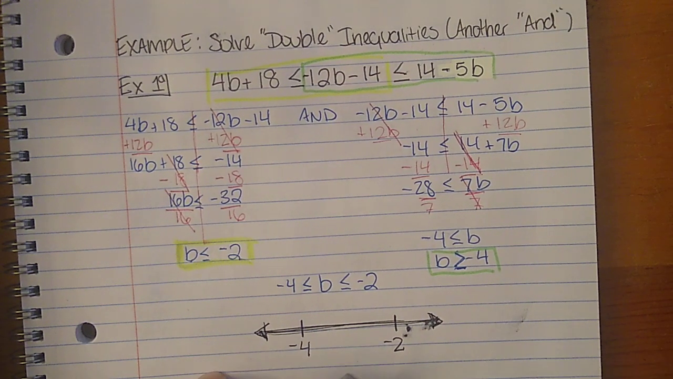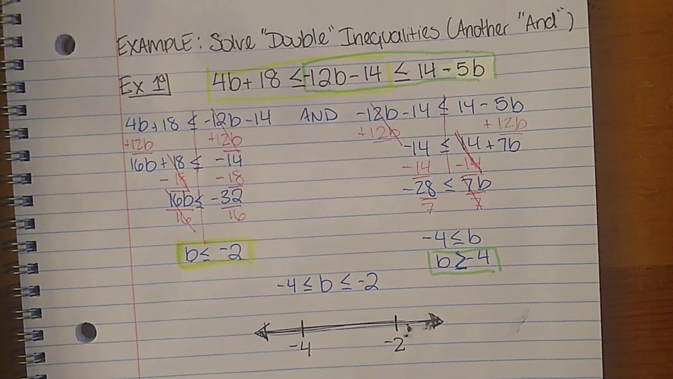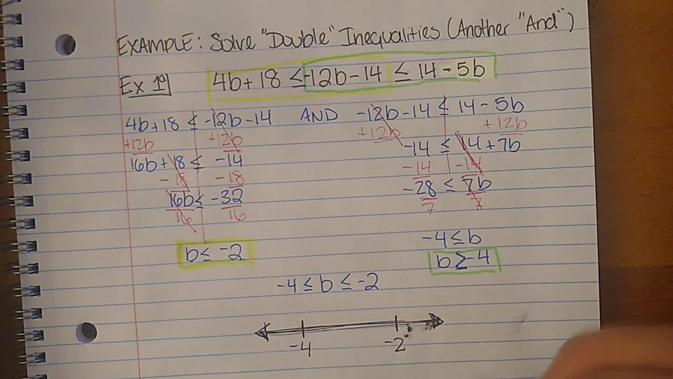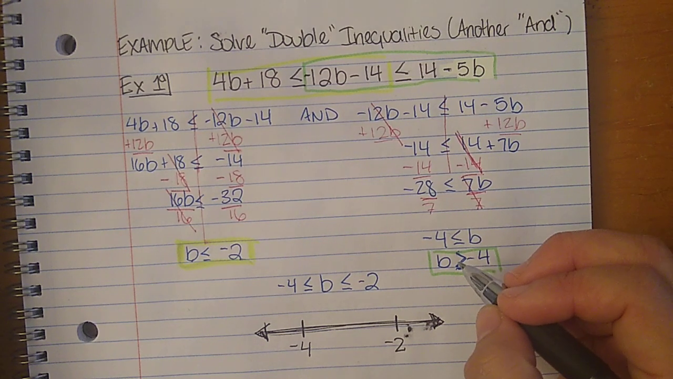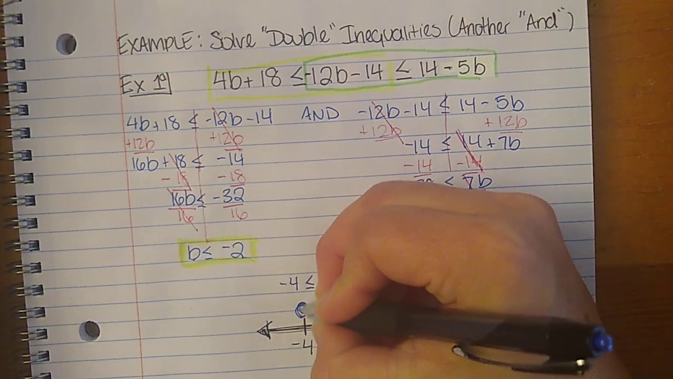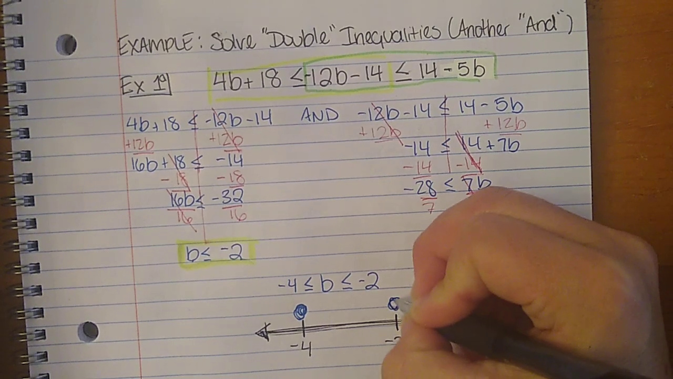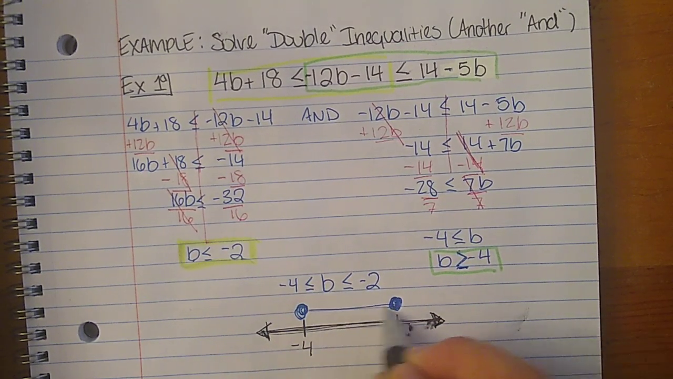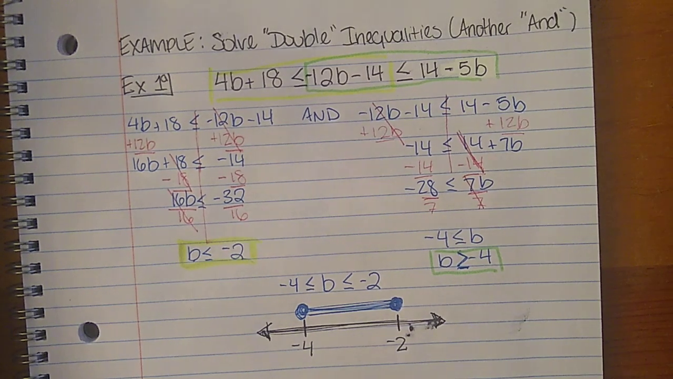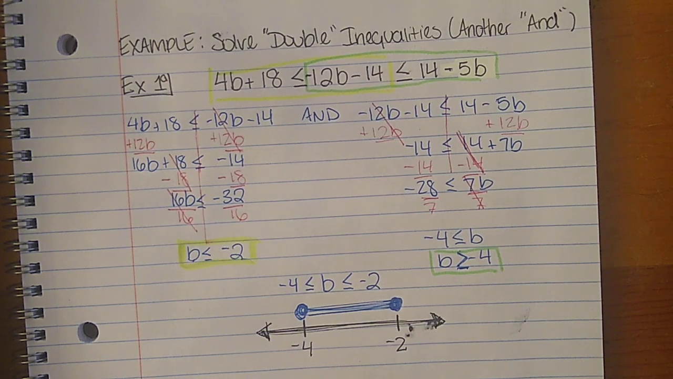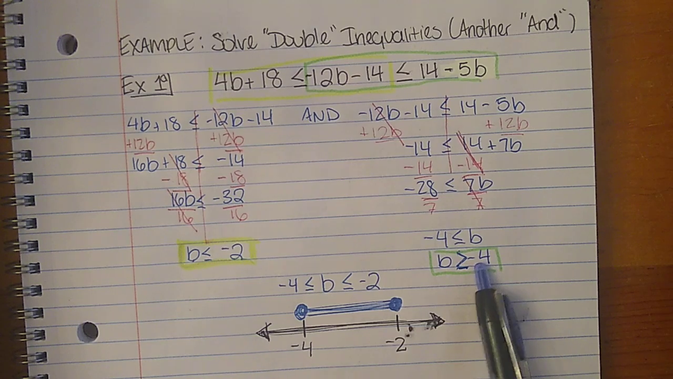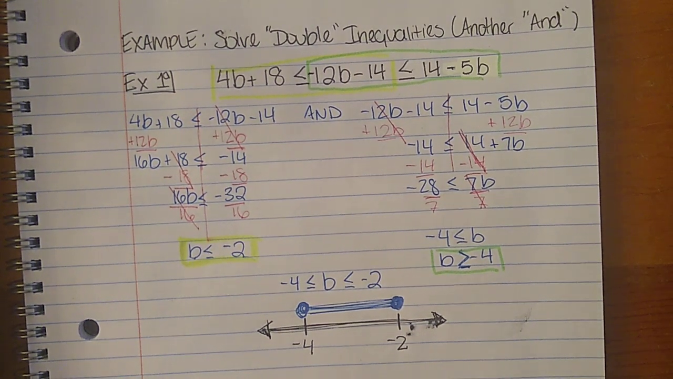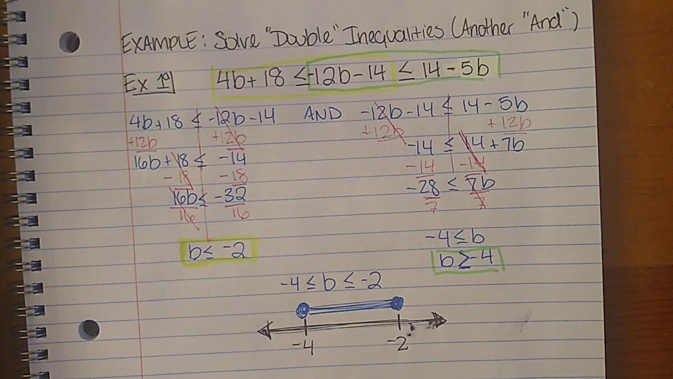So rather than graphing both of them and then graphing the conjunction, we can just graph the conjunction. These are both closed circles because they include our target numbers in the solution, and then we are just connecting them because we have the conjunction. It needs to be greater than negative 4 and less than negative 2, telling us it must be between those two values, our solution set.